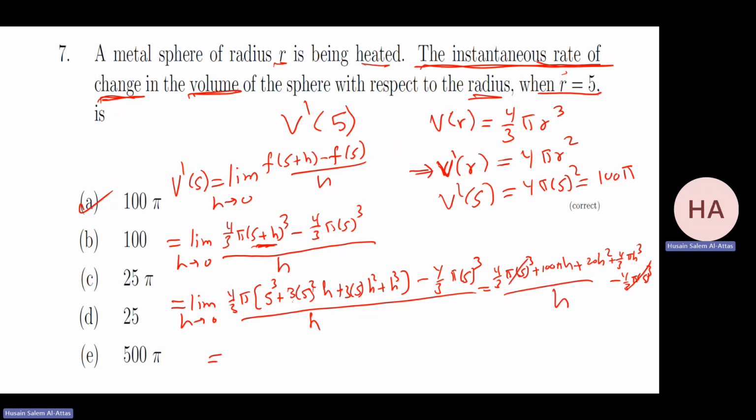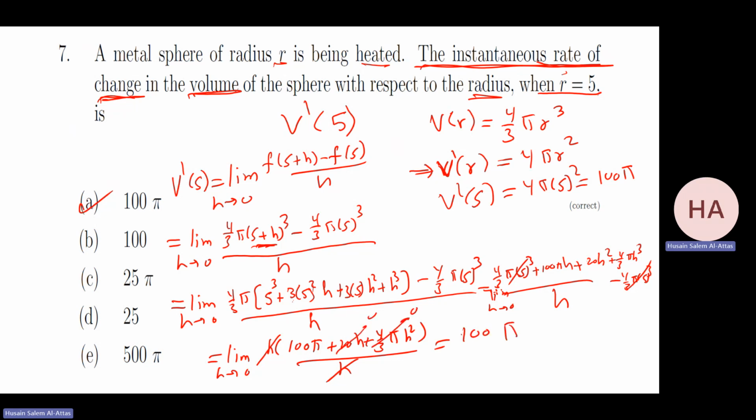Now, if you notice in the numerator, I forget the limit, huh? Limit h goes to 0. This is the limit, huh? Limit h goes to 0. Can take h common factor. The remaining is 100 pi plus 20 pi h plus 4 over 3 pi h squared all over h. This is cancelled. Now h goes to 0, this goes to 0, it goes to 0, so the remaining is 100 pi, which is the same answer. So just for completeness. Okay.